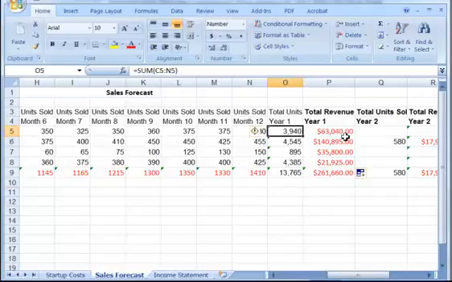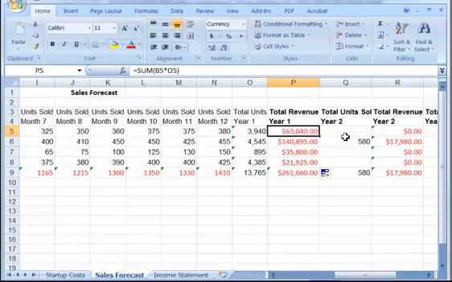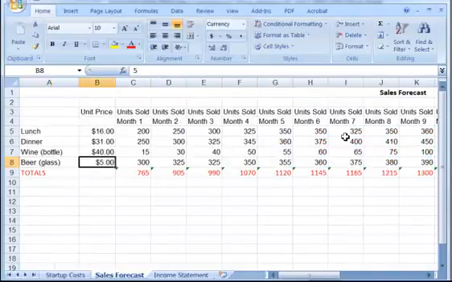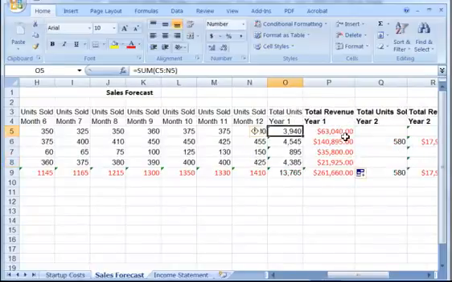So total units for year one, that for the total number of lunches that Karen's Fine Dining sold for year one is 380. She sold 380 lunches that we forecasted. And then for dinners, she sold 455 dinners total for the year. And for wine, the $40 bottle of wine, she sold 150. And then for beer, of course, you're going to sell more than that in St. Paul, 425 glasses of beer. So anyway, that's the total units for year one.